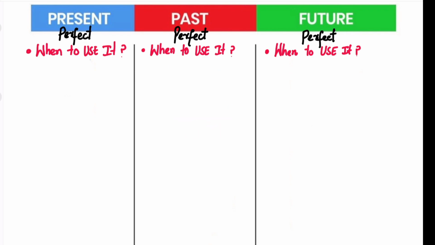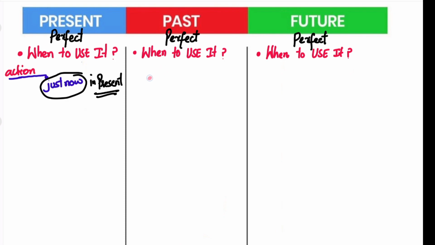When to use it. We use present perfect tense when an action finished just now and the result is in the present. No fixed time given. When to use past perfect tense? When one past action happened before another past action, the first action is called past perfect.